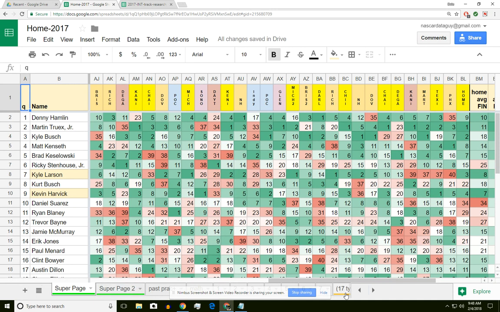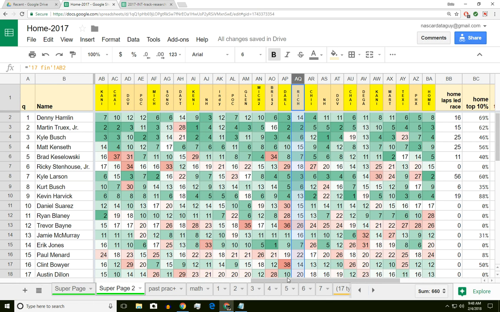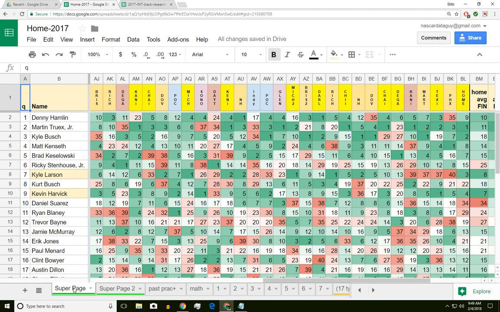Now, I want to go to Super Page 2, not Super Page 1, because Super Page 2, as I mentioned in the earlier video, gives me average running position, and average running position is a much better instrument or measure than finishing position. Finishing position can be misleading. Some of these guys have really good finishes, although they weren't having the best race. They just got lucky with a wreck at the end, or they got lucky with a late race caution. And some of these guys have really poor results, although maybe they had a really good race.